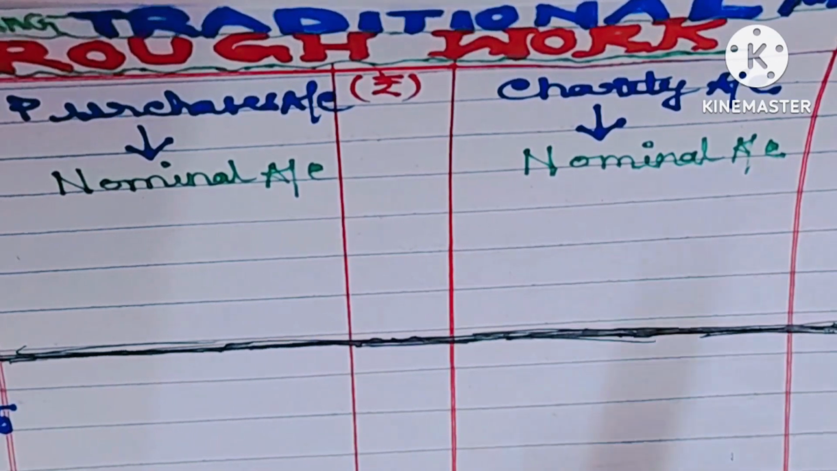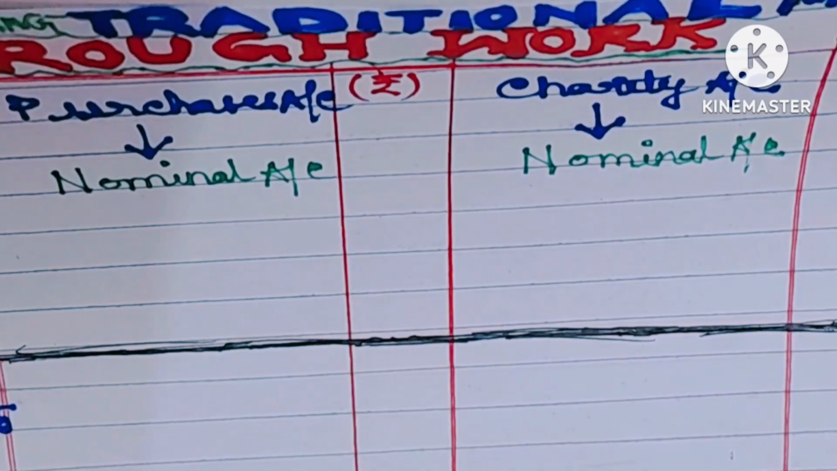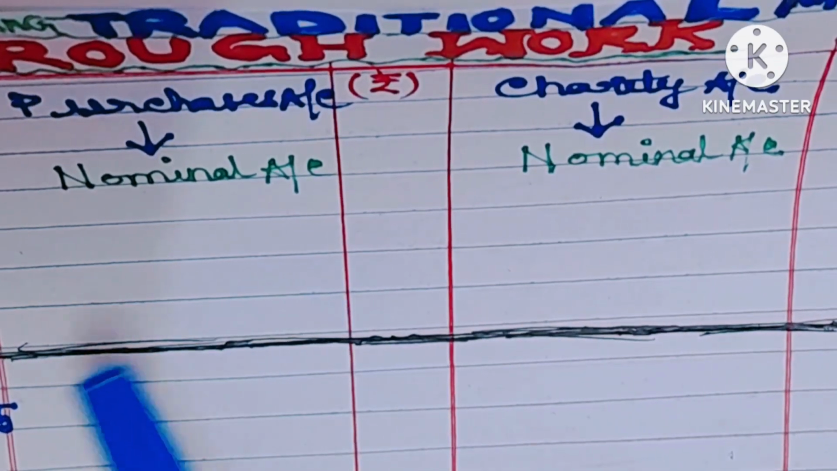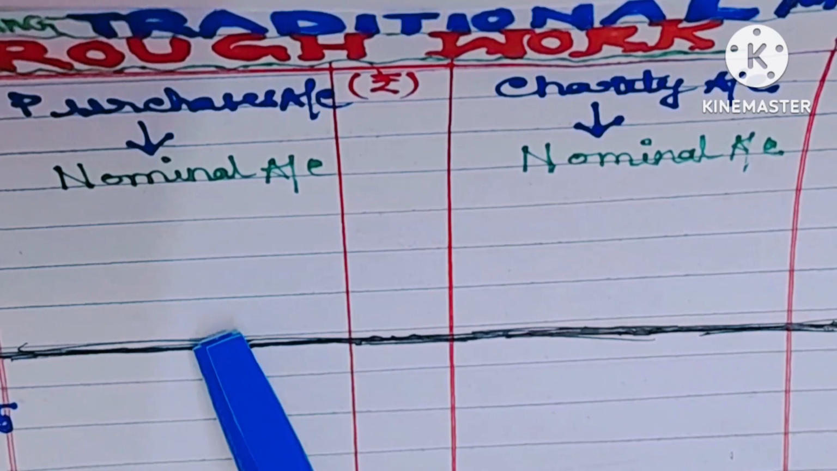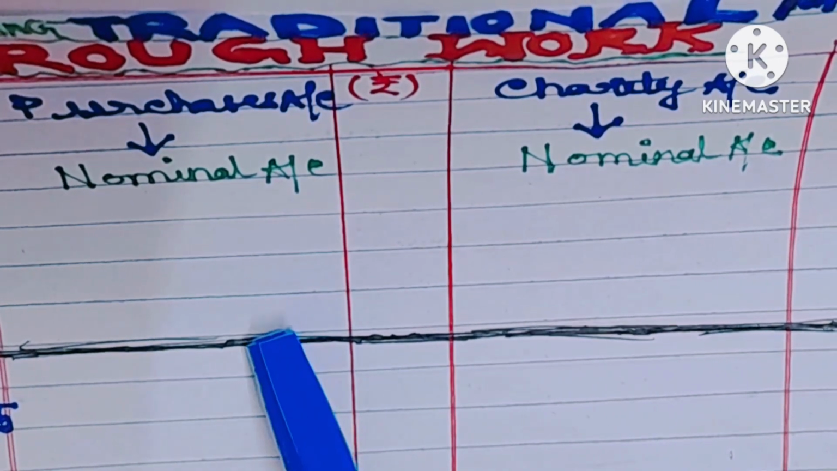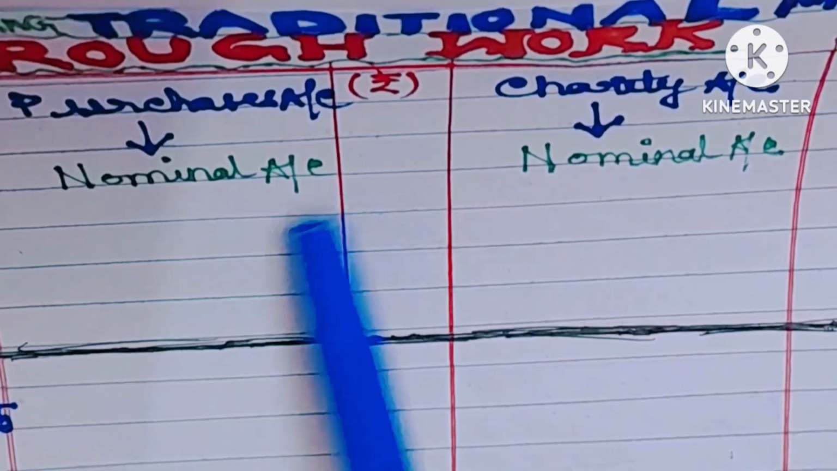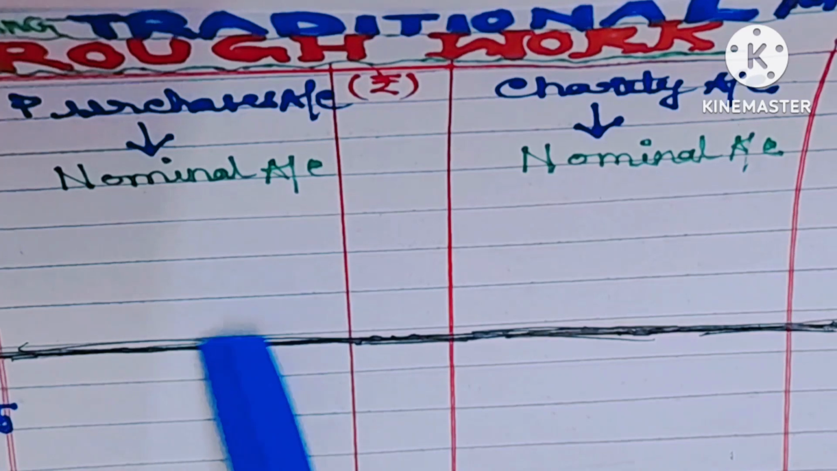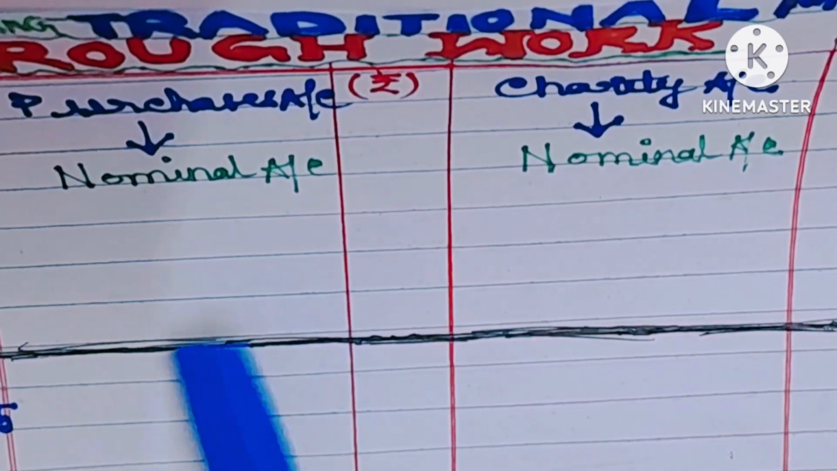But if one is debited, the other has to be credited. But why should we credit purchases account? Please note, here the traditional method or the 3 golden rules of accounting is not applicable in the case of purchases account. Why? Because here we have to credit purchases account instead of debit.